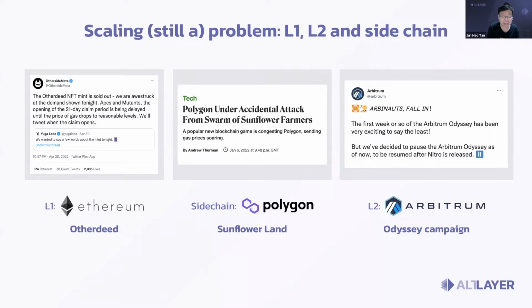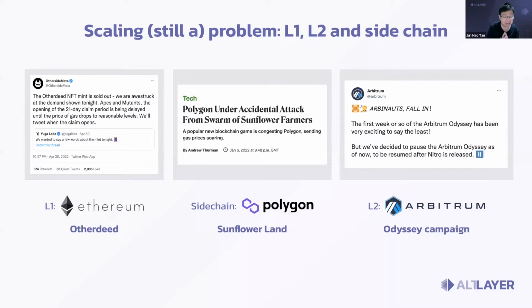And if you take a look at other scaling solutions, generic ones like Polygon, a generic computation EVM environment as a sidechain to Ethereum. Again, at the start of this year, there was the Sunflower game, and people were playing the game at some point. They took up lots of block space, I think 50% of the block space, so there was massive congestion. And again, 2022 is the year of Layer 2, right? And Arbitrum had its Odyssey campaign. Halfway through, they had to pause it because, again, of congestion issues.